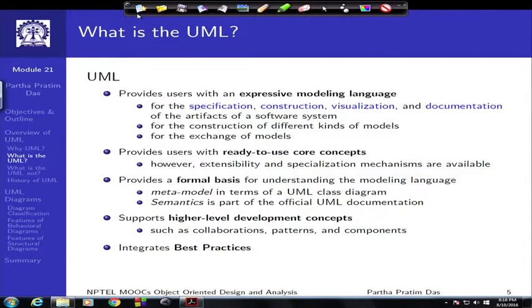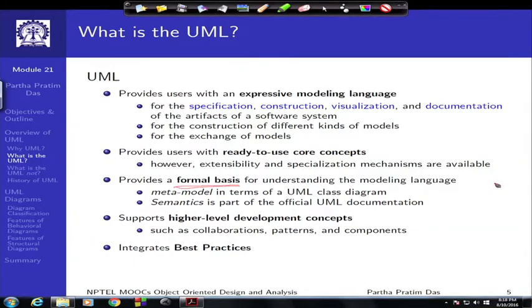So, what has UML done? UML has tried to create semantic expressions for those concepts and made them available as a core in the language itself. So, that very often once you come across such a concept in the system you are going to represent, you would simply be able to find a primitive, find a feature in UML which directly represents that. Besides that, UML provides a formal basis.